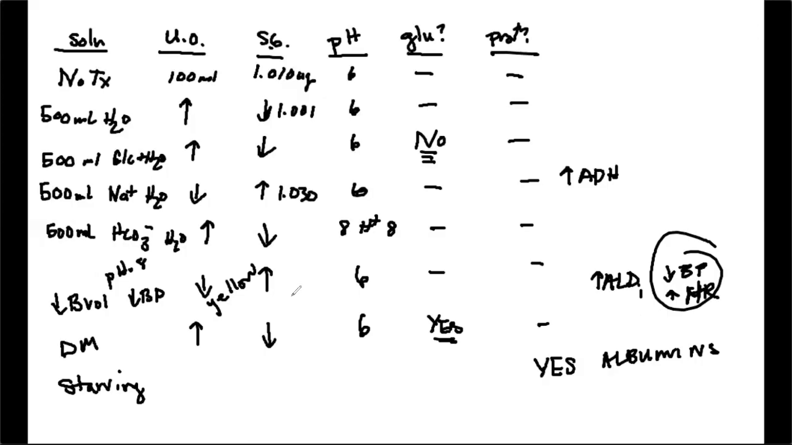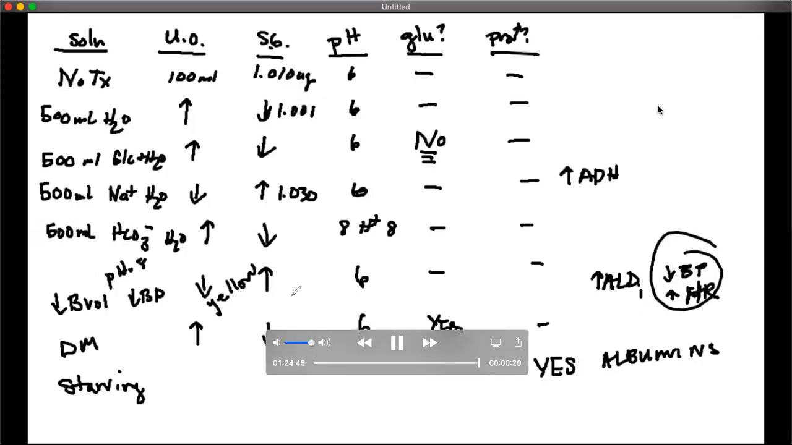Okay, guys. So go do the lab now and write it out, analyze it, look up normal values, understand how the hormones affect urine output, and regulate homeostasis.